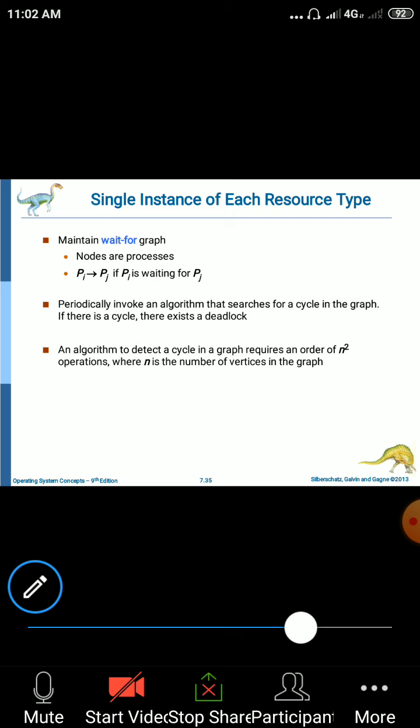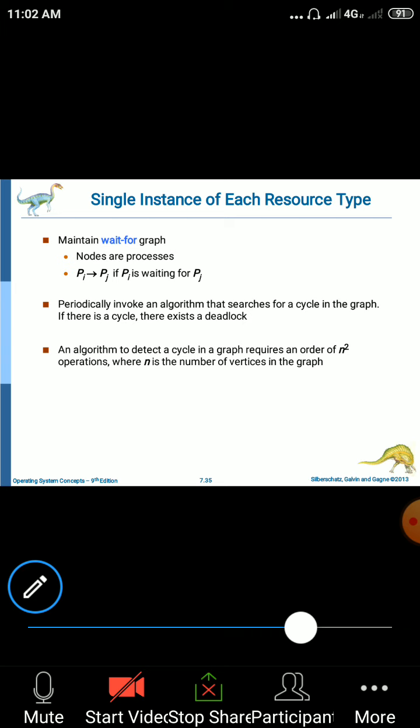One is a single instance of each resource type, and the other is several instances of a resource type. These two things you already studied in deadlock avoidance, right? There we considered the resource allocation graph, and whether it contains a cycle or not. If a cycle is there, then we say that deadlock has occurred, otherwise it has not.